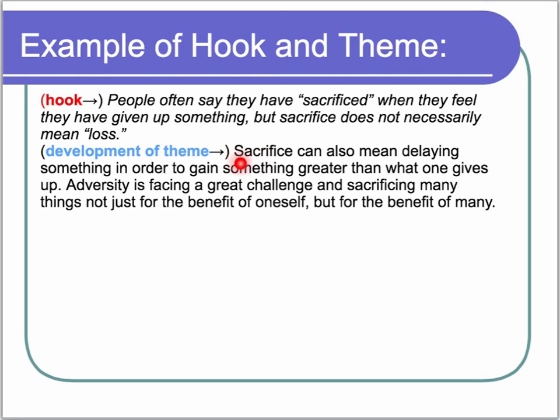This is that whole idea of developing it. Sacrifice can also mean delaying something in order to gain something greater than what one gives up. Adversity is facing great challenge and sacrificing many things, not just for the benefit of oneself, but for the benefit of the many. So let's just think about this for a second in terms of what I'm doing.